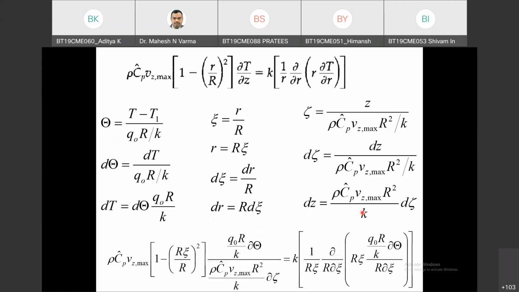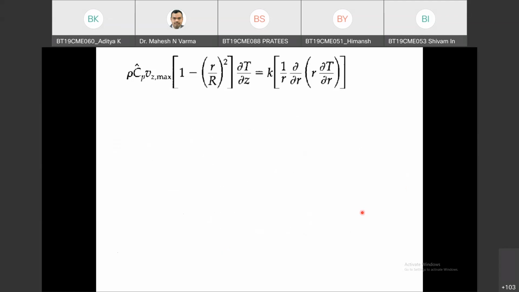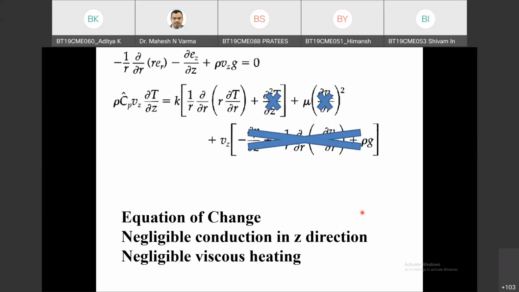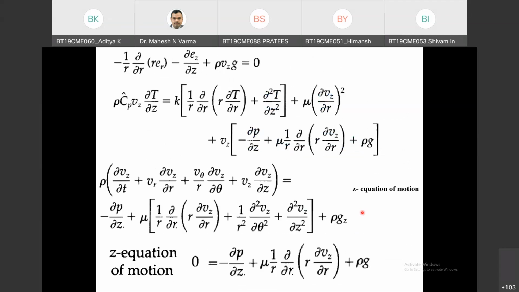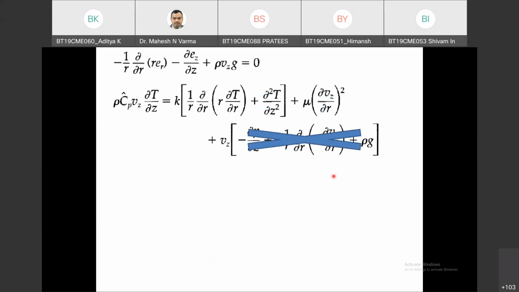Repeat once. What do you need me to repeat? This assumption is okay? Did you get this equation? You can write in the chat box. Yes, you got this equation. This assumption is okay. Whatever assumptions you have, this is the equation of change.